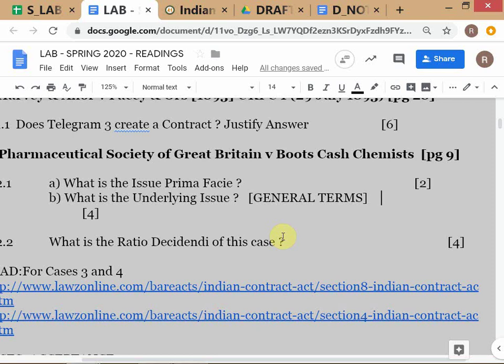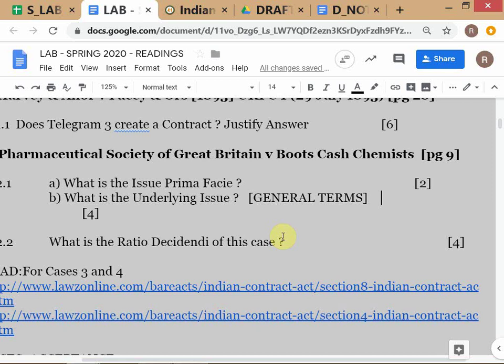Then the underlying issue is basically stated in more general terms: whether, if somebody verbally indicates there's a verbal agreement, that necessarily completes a valid or enforceable agreement. So the underlying issue is nothing but the same issue, stated in such a way that it is not very specific to the facts of that case only. It is a general principle that you can talk about. What is the general principle at issue?